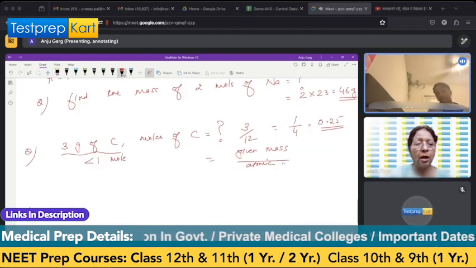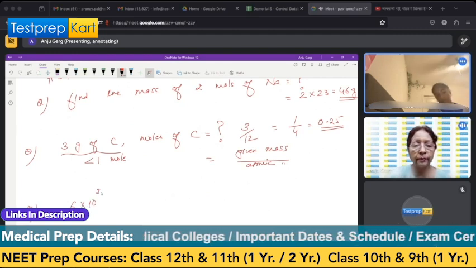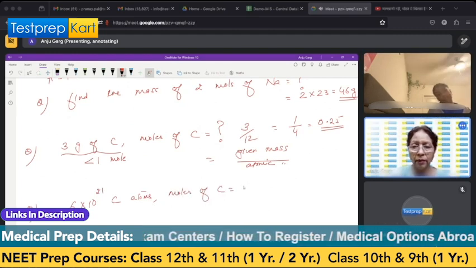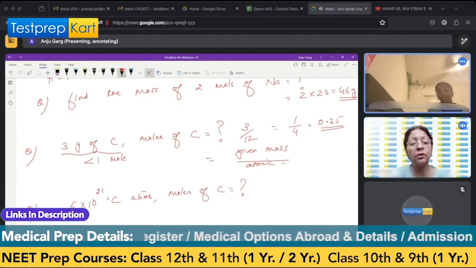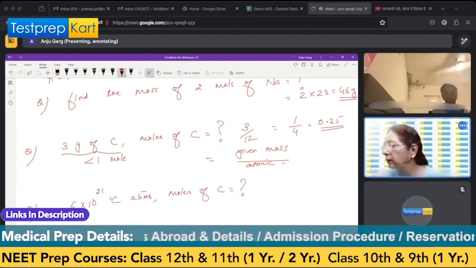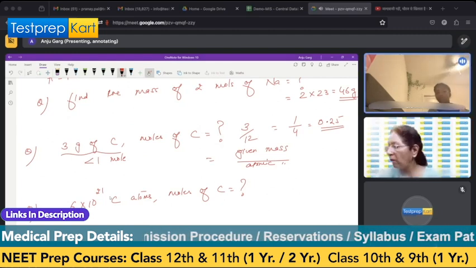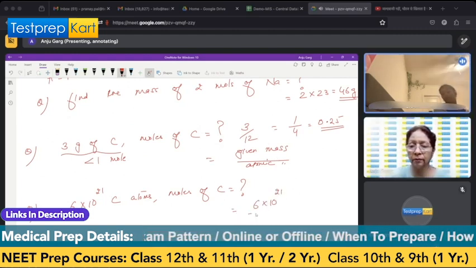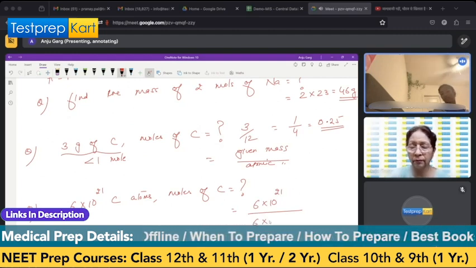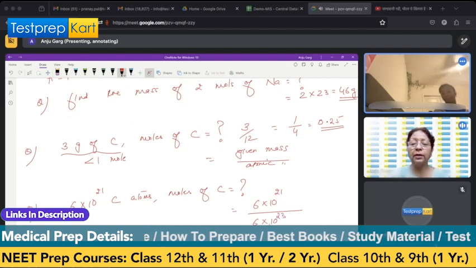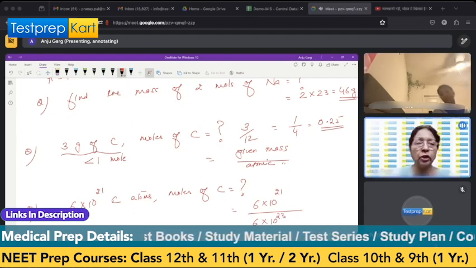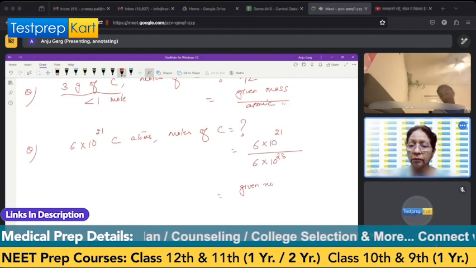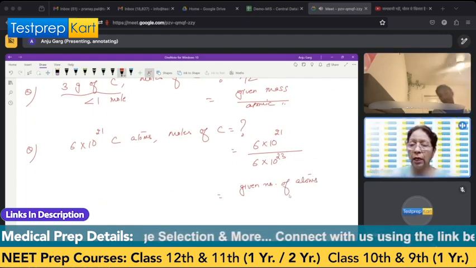If you have 6 into 10 raised to power 21 carbon atoms, then how many moles of carbon? That was 6 into 10 raised to power 23, but now it is 21. It's 6 into 10 to the power of 21 divided by 6 into 10 to the power of 23. That is right. Because if you had these many atoms, it would have been 1 mole. But now you have 6 into 10 raised to power 21 atoms only. So in formula form, it becomes given number of atoms divided by Avogadro's number of atoms. So what is the answer?